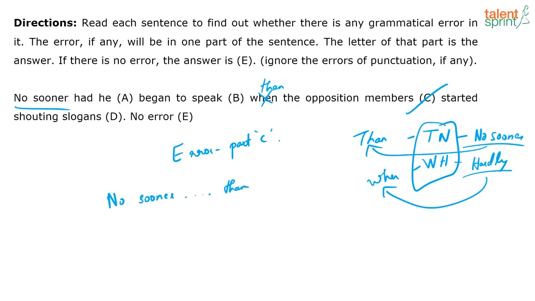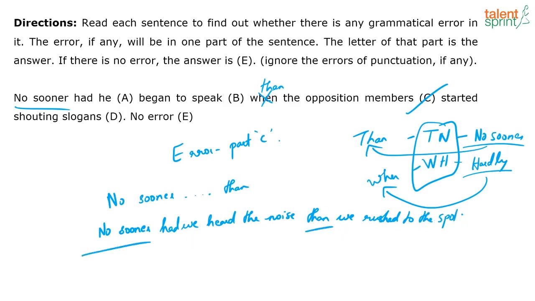These are all pertaining to correlative conjunctions. I'll just add another example sentence other than what we have. No sooner had we heard the noise than we rushed to the spot. Just to put another context in place.